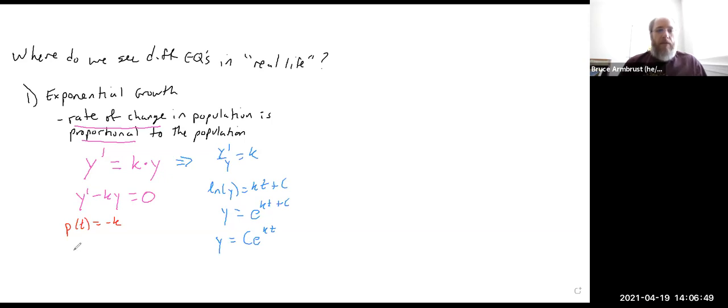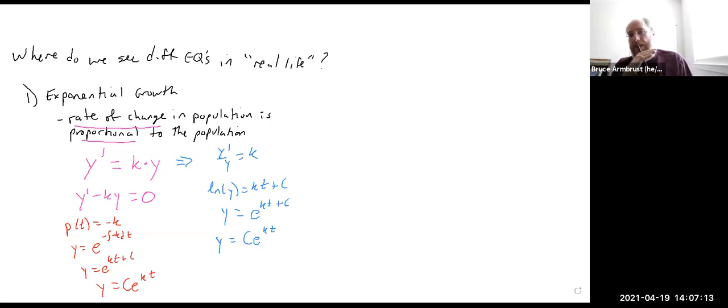So then the solution is going to be e to the negative integral of negative k. Negative negative is positive, so we get y equals e to the kt plus c, which, hey, look, it's exactly the same thing. So either method gets you there, but it's a pretty quick and easy one to solve. And I guess we'll go ahead and say it's a cute little differential equation.